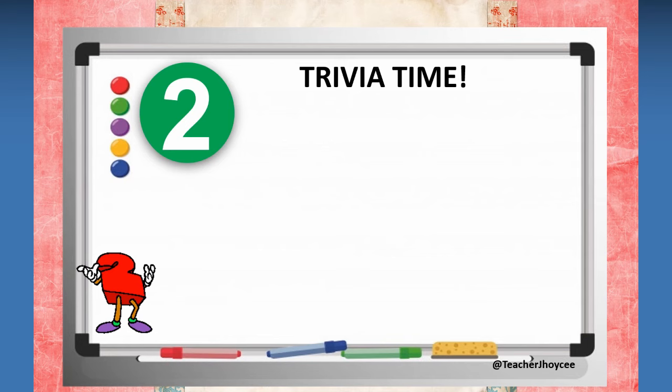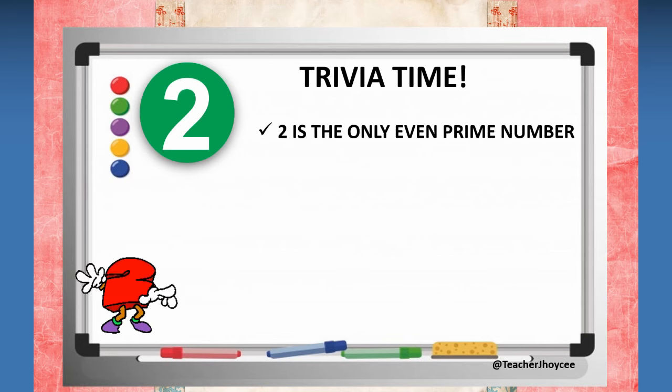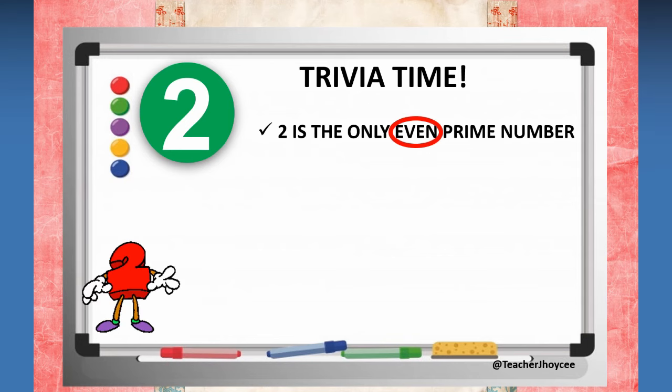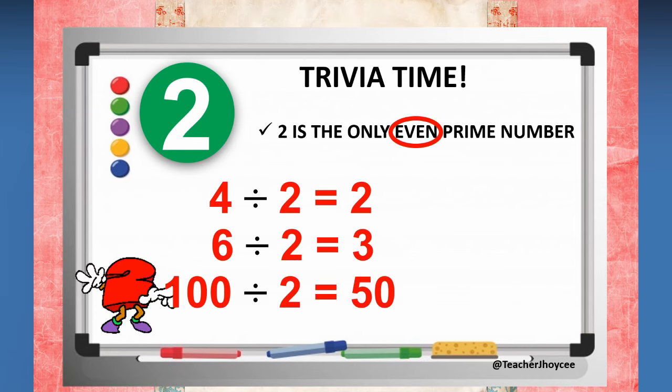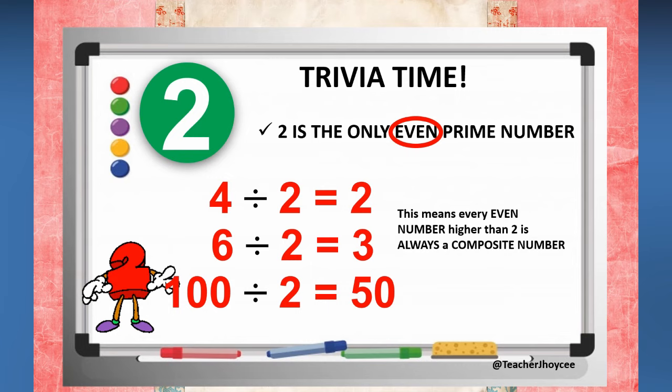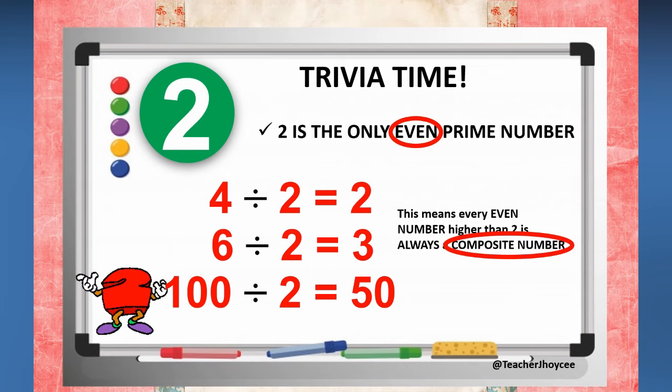It's trivia time! Do you know that 2 is the only even prime number? Every even number can be divided by 2. So every time you are given an even number, you can always say that 2 is its factor. This means every even number higher than 2 is always a composite number.